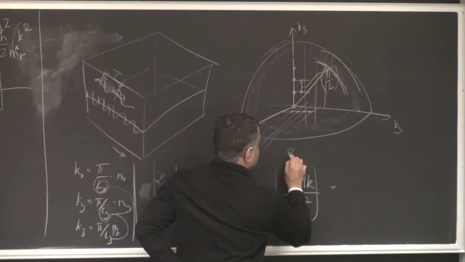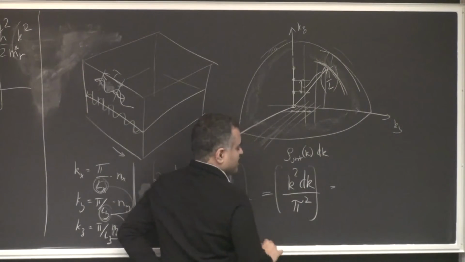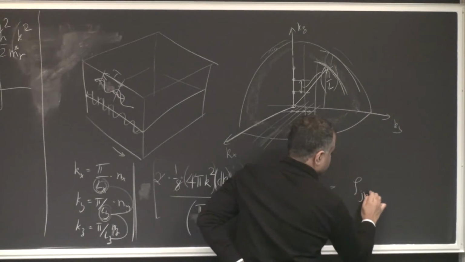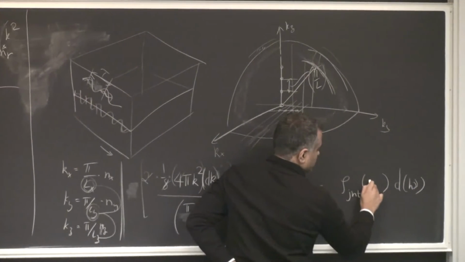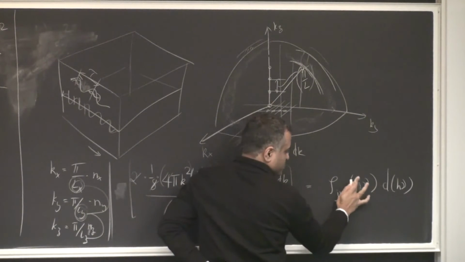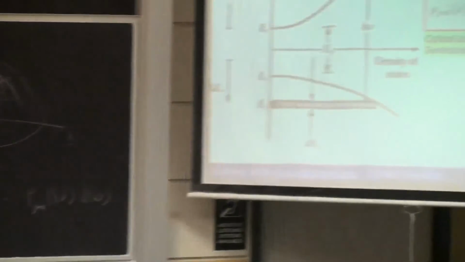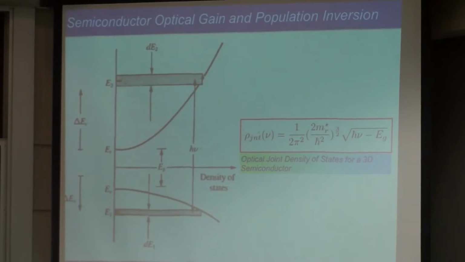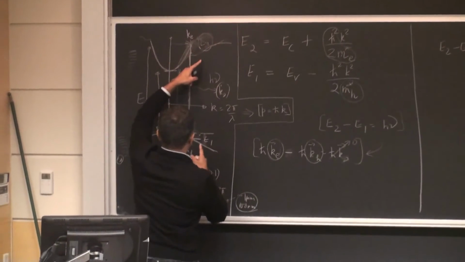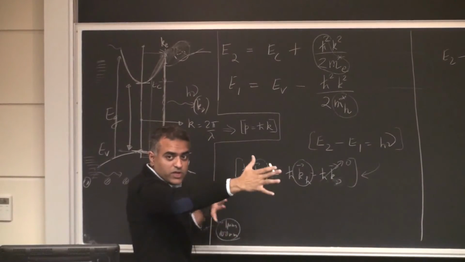So let me write this down in this way. This is the joint density of states in k space times dk. This must be exactly equal to the joint density of states if I move over to energy space, and the energy of a photon happens to be h nu. You can write it as h nu, but h is a constant, so we generally just write it as rho, the joint density of states, of nu. So that's what we mean. It's the same thing because there's a one-to-one correspondence between how many states I can find with the same h nu difference, how many states in k space I can find, and how many photons there are once they emit.